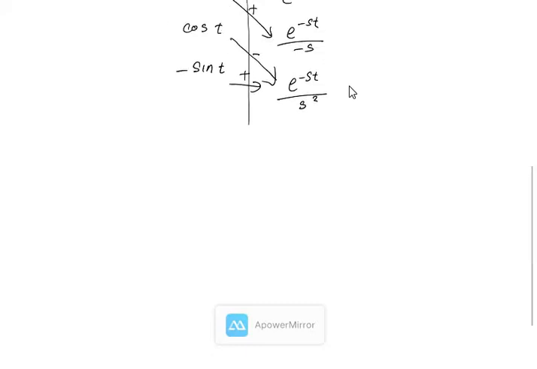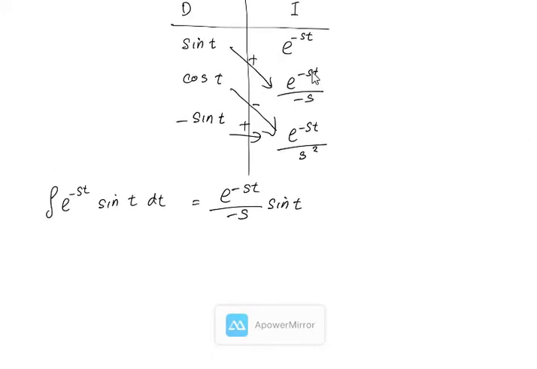So this part you will get the integral of e to the negative st sine t dt. You get e to the negative st divided by negative s times sine t, which is this one multiplied with this one. And then minus, referring to this one, cos t multiplied with this part: e to the negative st divided by s squared multiplied with cos t.